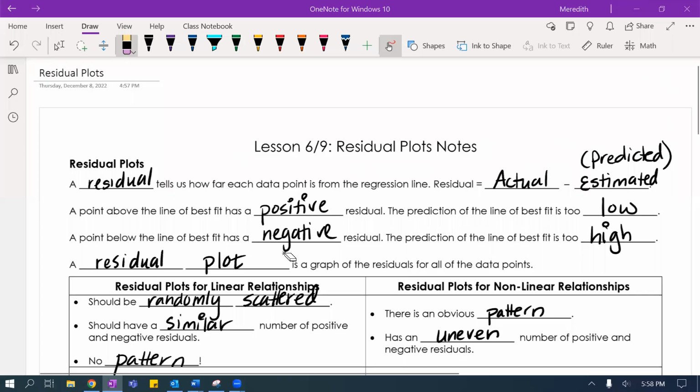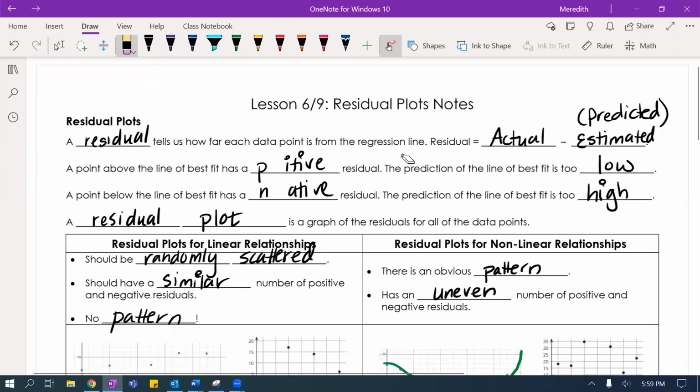So on this problem here, we are talking about residual plots. These are all the notes for residual plots. Make sure you have the correct paper out that says residual plot notes and looks similar to this.